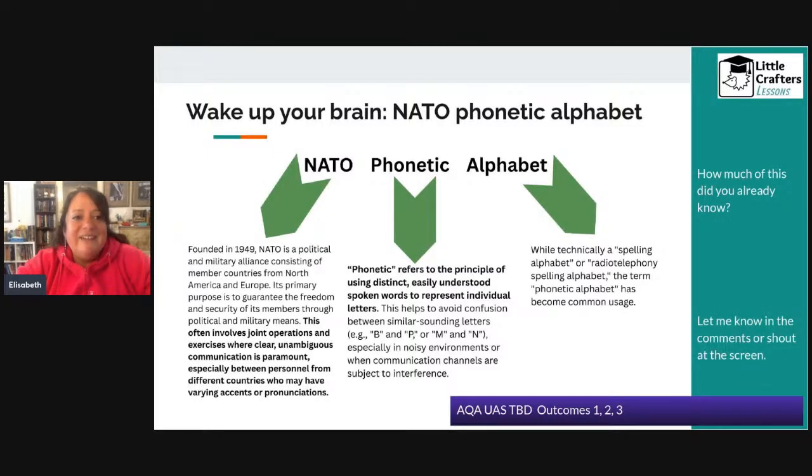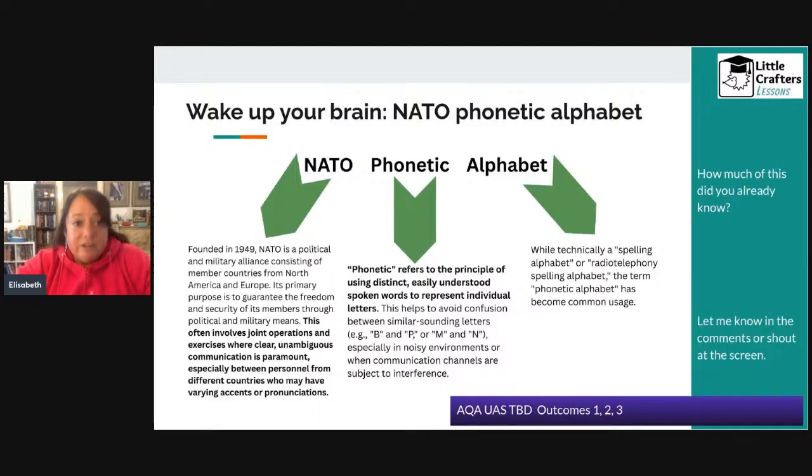Okay, so NATO is just a group. It's a military and political alliance. Alliance just means a group of people consisting of members from North America and Europe. It's to guarantee freedom and security of its members through political and military means. Okay, it often involves joint operations and exercises.